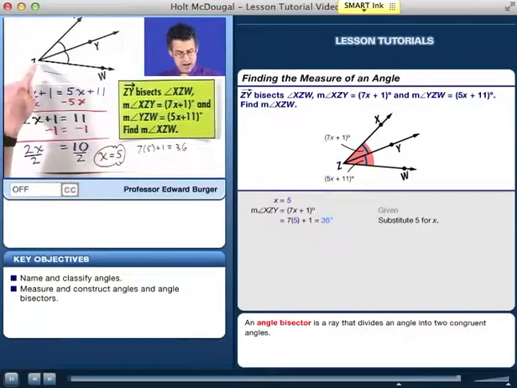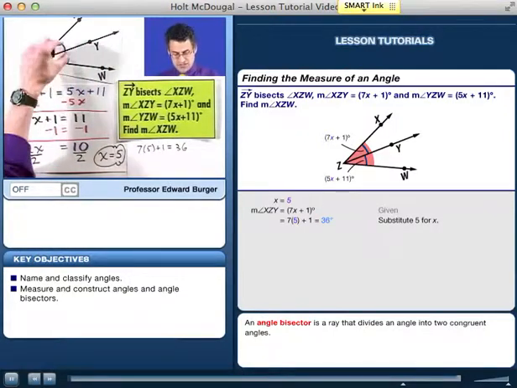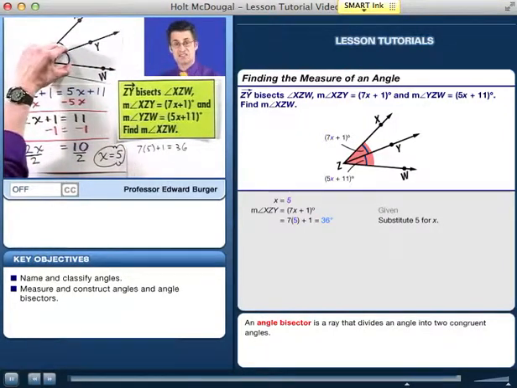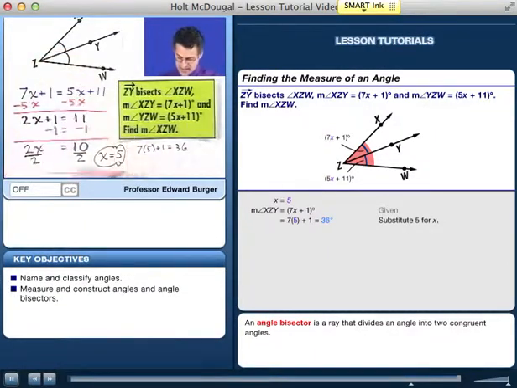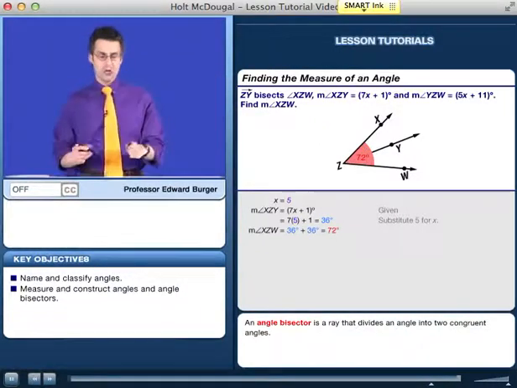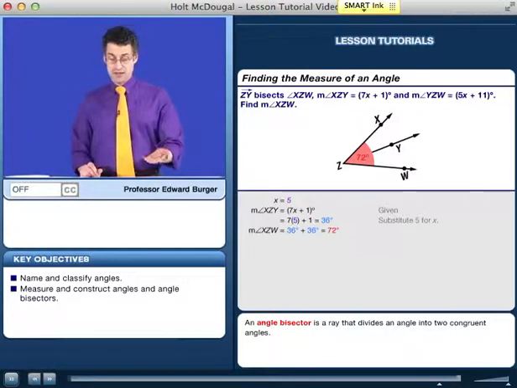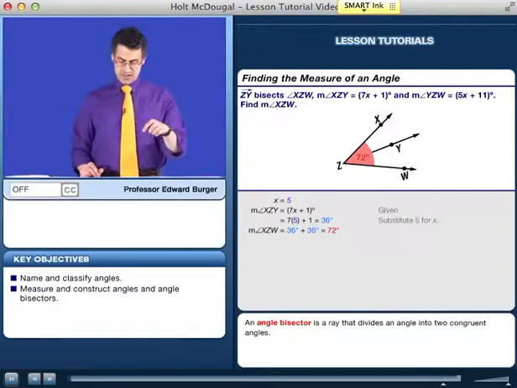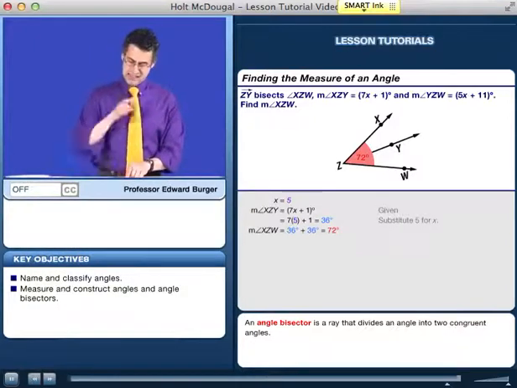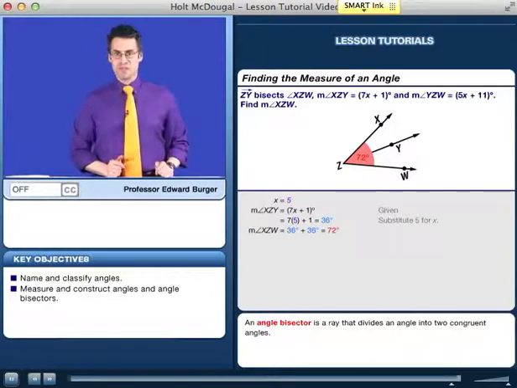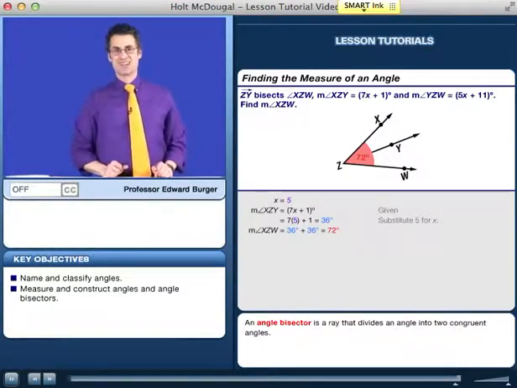And so what do I do now? I know that this ray was the angle bisector. So if this is 36 degrees, then this angle is 36 degrees. Therefore, the entire angle is going to be 36 degrees plus 36 degrees, or 72 degrees. That equals the measure of angle XZW. So, if you know something about an angle bisector, that gives you lots of information which quite often can lead to an algebraic equation which can then resolve in finding exactly what you want, in this case, sweeping out the measure of that big angle. Congratulations, and I'll see you soon.